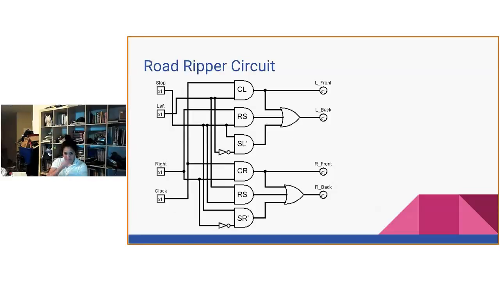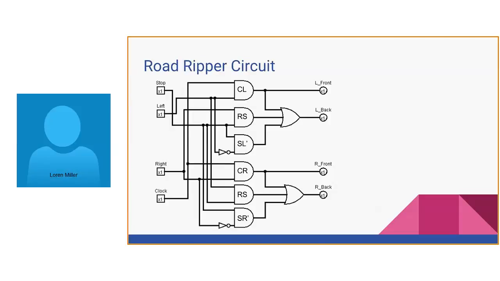Alright, and this is the Road Ripper circuit. It was created using 6 AND gates, 2 OR gates, and 2 NOT gates. We combined the left and right Boolean equations to simplify the circuit. And this will output the exact same thing as the truth table presents.